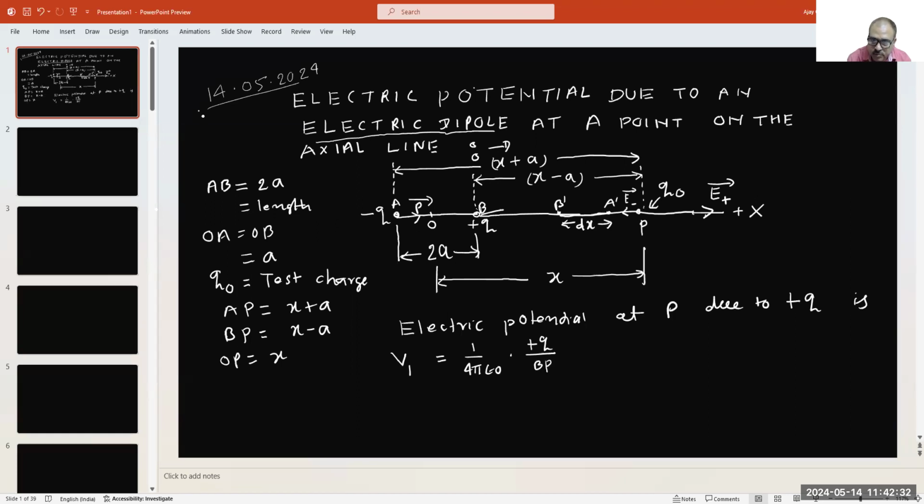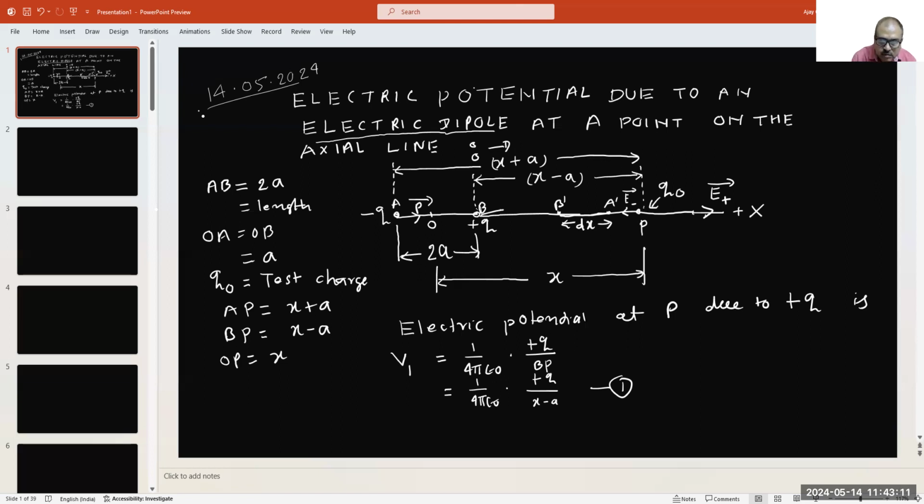What is the value of BP here? 1 upon 4 pi epsilon naught times the positive charge, and OP is here. BP is here what? x minus a. Right, x minus a. You take it as equation 1. This is our first step to calculate the potential of the dipole due to the first positive charge. V1 equals 1 upon 4 pi epsilon naught, positive charge upon x minus a.